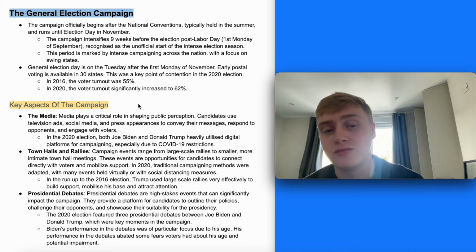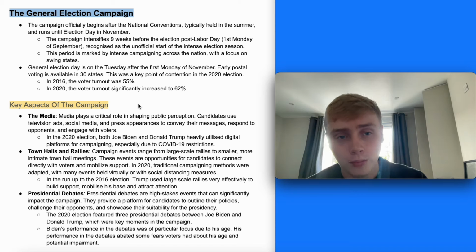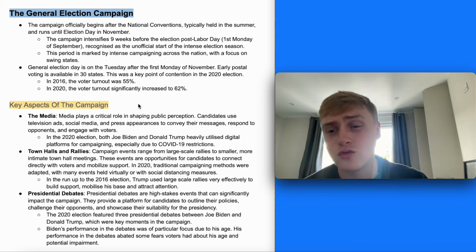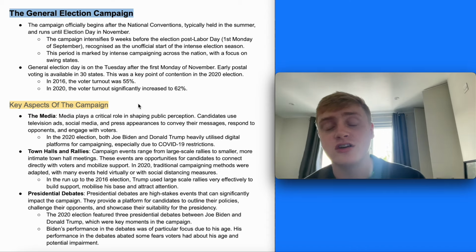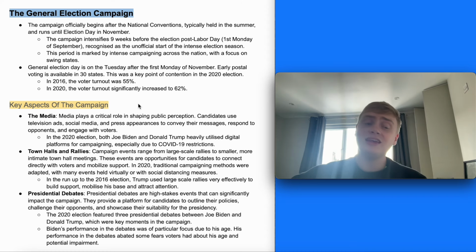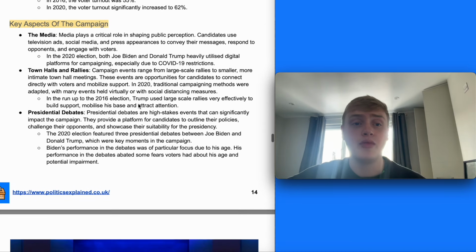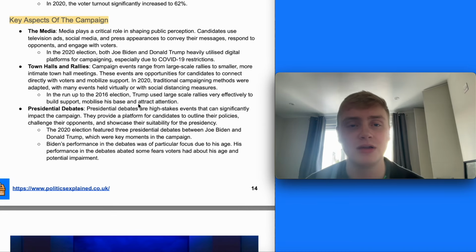This was influenced partly by the fact that each party was able to mobilise its base a lot more, with it seen as a really critical election for deciding the country's future, especially as it was whether Trump was going to be elected for a second term, but also because of COVID, there was greater use of mail-in ballots, which enabled greater voting. Key aspects of the campaign include the media, which plays a crucial role in shaping public perception.